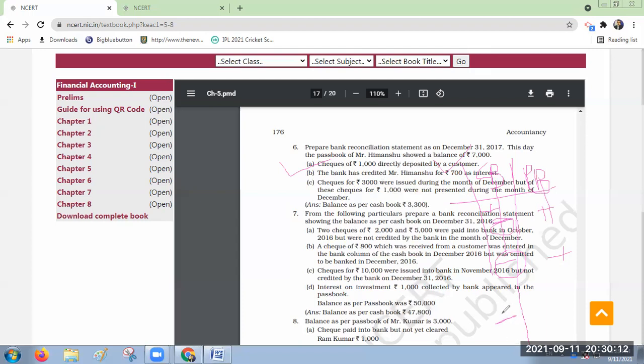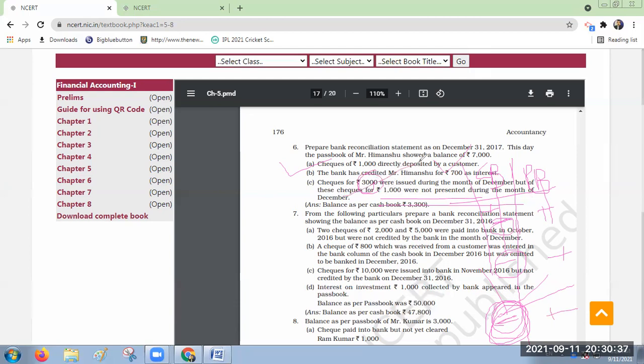See, out of this, 1,000 were not presented for payment. Means only 1,000 you have to deduct, not 3,000. Already 2,000 they have taken money from your bank account. Only 1,000 were not presented during this month. Means only 1,000 difference will come. Only 1,000 you have to deduct. That's all. Not the total 3,000. Did you understand? Okay. Yes, sir.